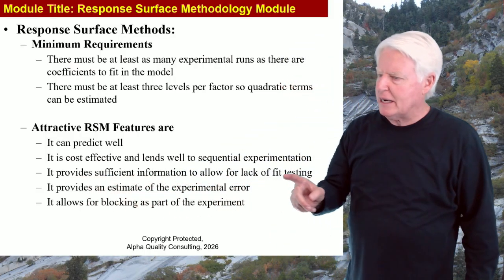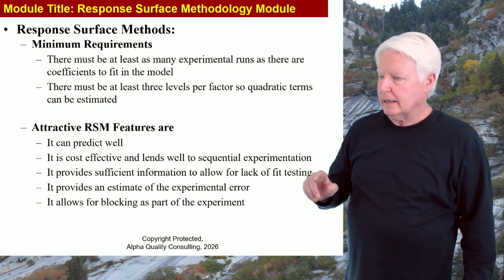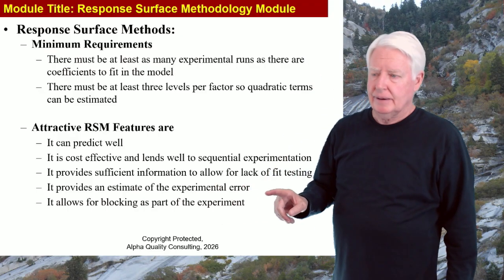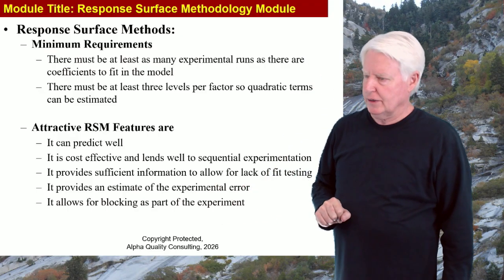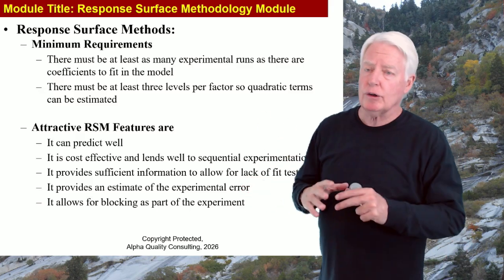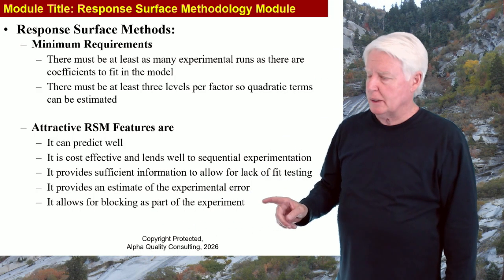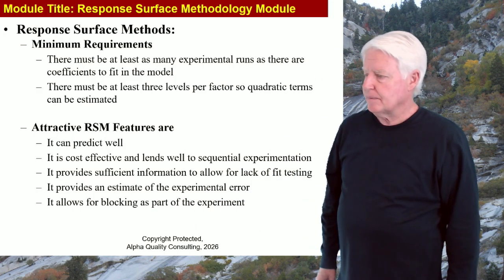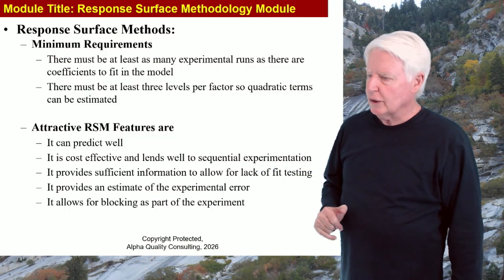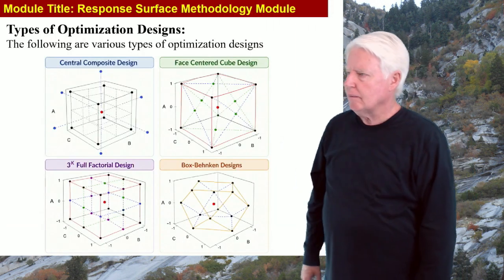It provides sufficient information to allow for lack of fit testing. Okay, that's right. Checks for that curvature. It provides an estimate of the experimental error. Okay, this is very important also. Now you could use that to do confidence intervals or tolerance intervals, etc. It allows for blocking as part of the experiment. Yes, it does. And we're going to do an example problem here in a little bit, and you'll see we'll talk more about this blocking part. But I think the rest of this we've covered pretty well.